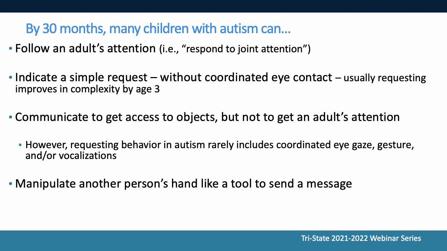The other thing to look for at about 2.5 to 3 years is that some young children with autism will use a communication behavior that is kind of unique to autism. And that's when they take their hand and they put it on an adult's hand, almost like they're using the adult's hand as a tool to either get something for them or send a message. So if a child is requesting by putting their hand on somebody else's hand and moving it toward what they want, while not looking at the adult, that is an early sign of autism we want to take very seriously.